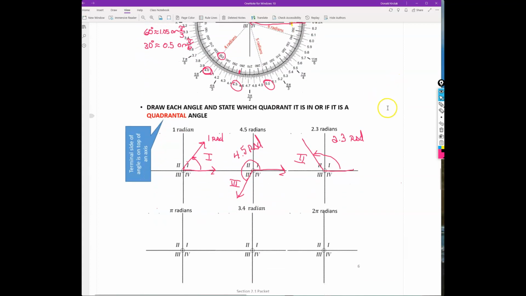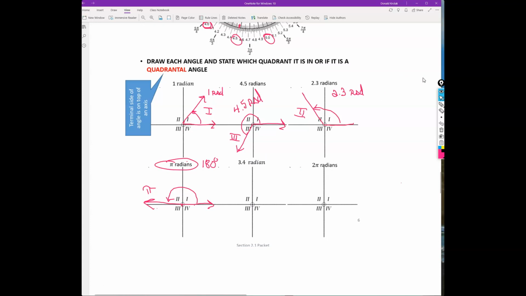Pi radians. Well, pi radians is 180 degrees. So in standard position, that would look like a straight angle. That is pi radians, that amount of rotation. And while we're doing pi radians, let's just do 2 pi radians. This is 2 halves of a circle, so that's the same as 360 degrees, or 1 full turn.